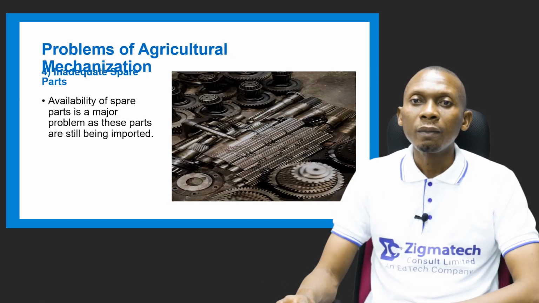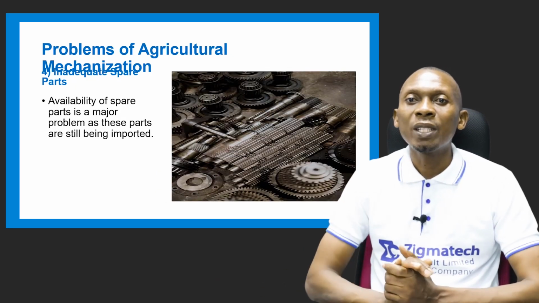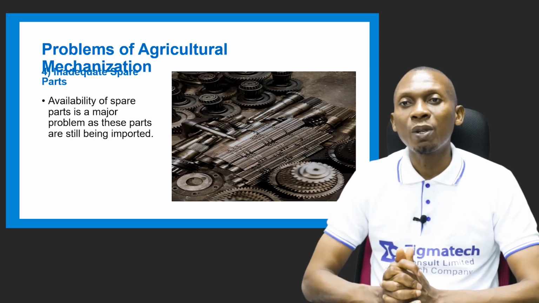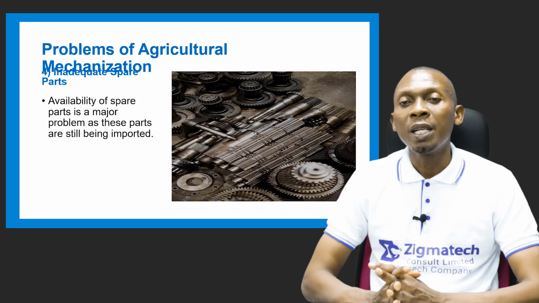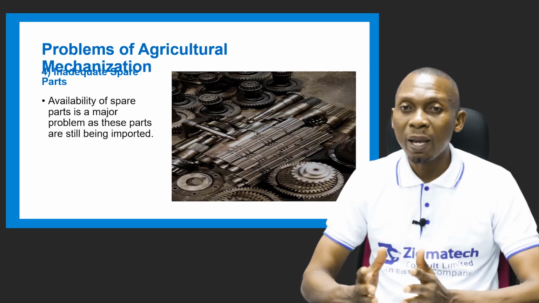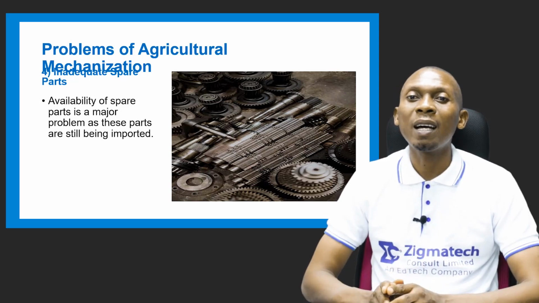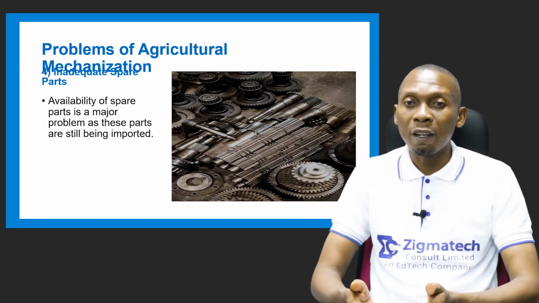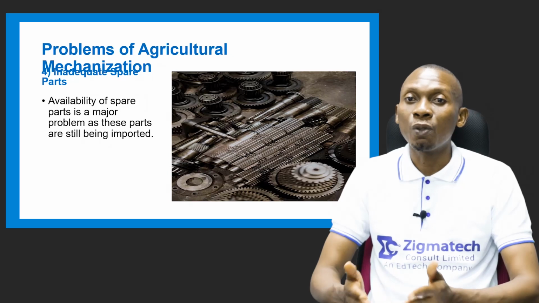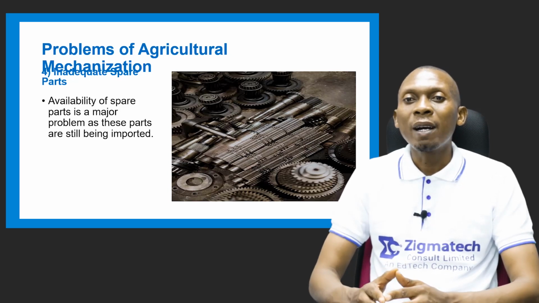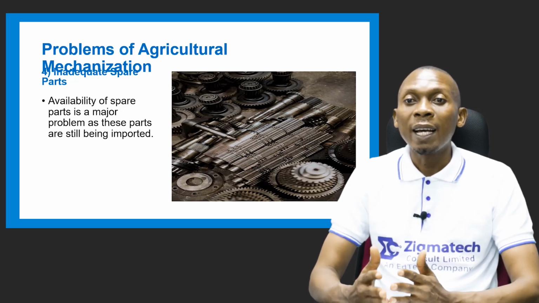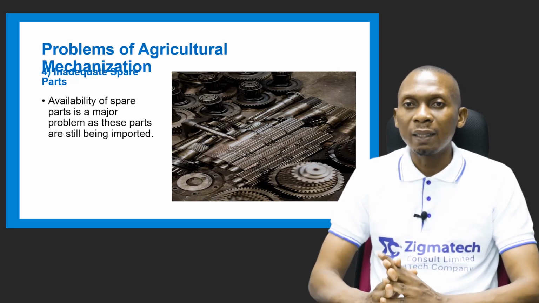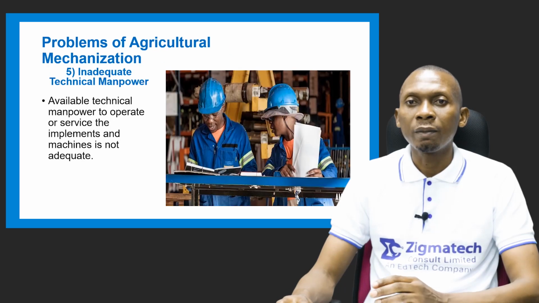Inadequate spare parts. This is another major problem of agricultural mechanization. These machines are made up of many spare parts, and these spare parts are not available because most of these machines are not even manufactured in Africa or West Africa. They are from the Western world, and so the parts are also not available. They have to be imported, and this is another major problem of agricultural mechanization in West Africa.